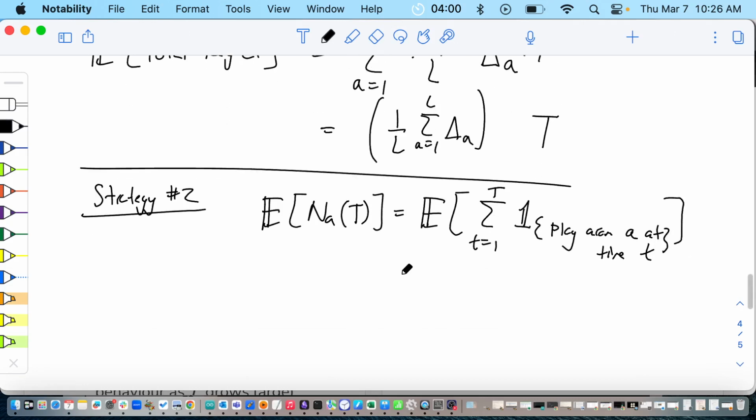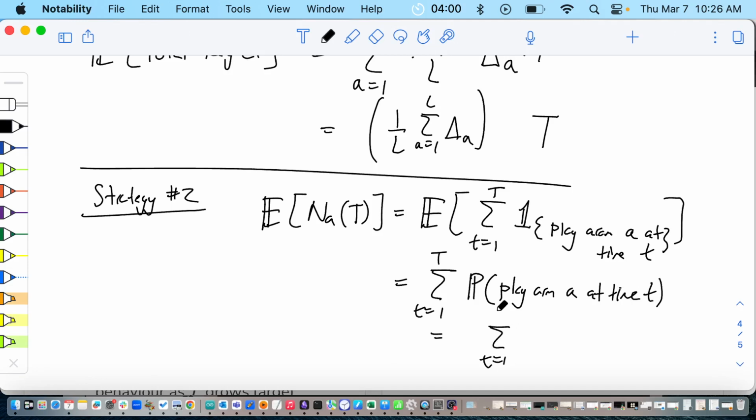And that is 1 over L. I guess I got to switch the order here. So now I switch the order: sum from t equals 1 to T of this expected value. So that's the probability you play arm A at time t, which is 1 over L. So you're adding up 1 over L every time, and you get T over L. So each arm gets played T over L times on average.